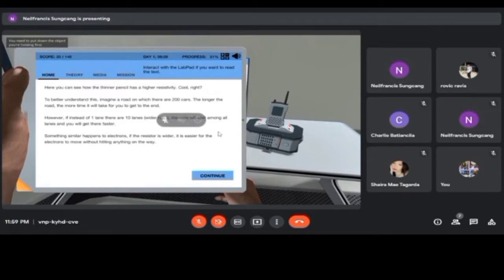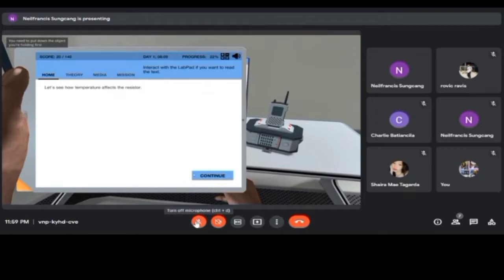The longer the road, the more time it will take for you to get to the end. However, if instead of one lane there are 10 lanes, the cars will split among all lanes and you will get there faster. Something similar happens to electrons. If the resistor is wider, it is easier for the electrons to move without hitting anything on the way.